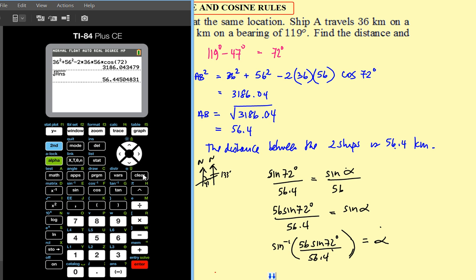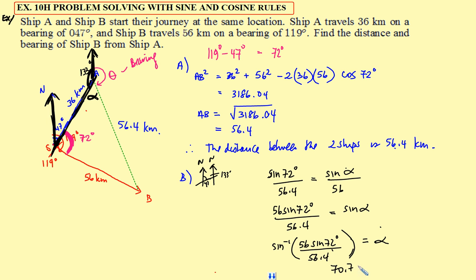We'll just do this one more time. So I'll do second function sine of, and I'll say 56 times the sine of 72, close the bracket, and then divided by 56.4, close the bracket, enter. And I get 70.7 degrees is equal to alpha.